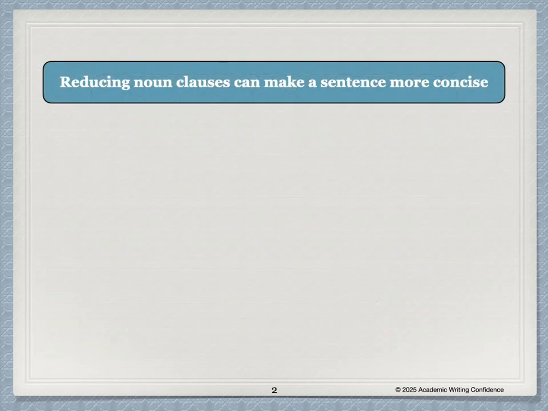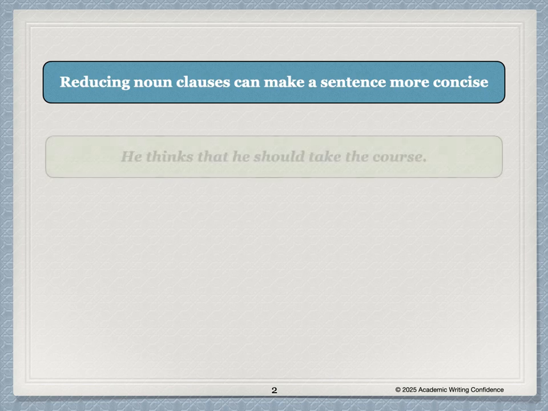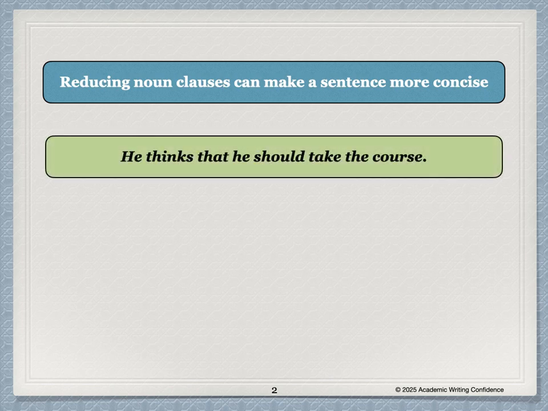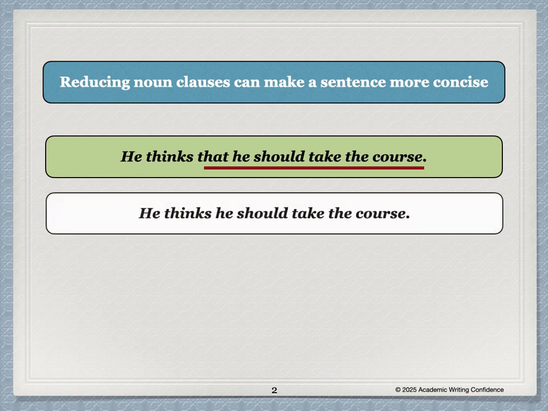By reducing noun clauses, you can make a sentence more concise. He thinks that he should take the course. The noun clause here is that he should take the course. This could be reduced in this way. He thinks he should take the course.